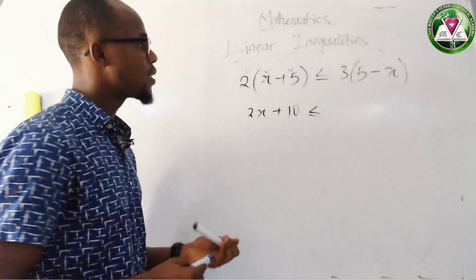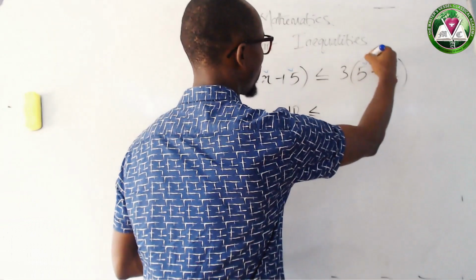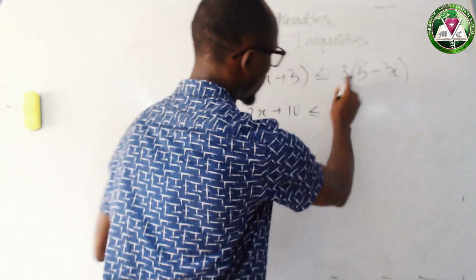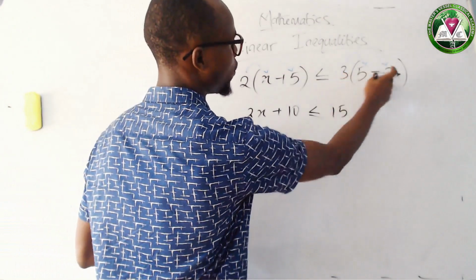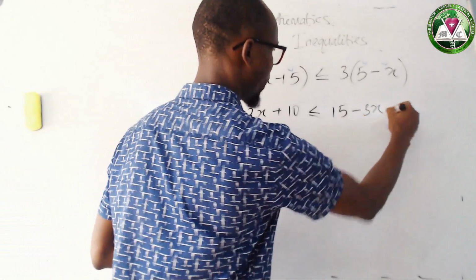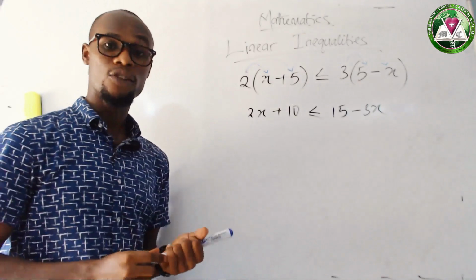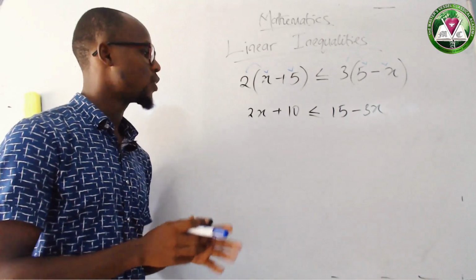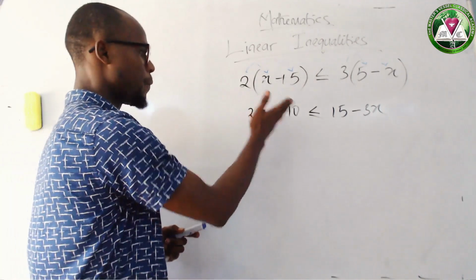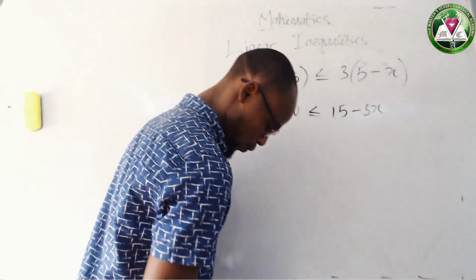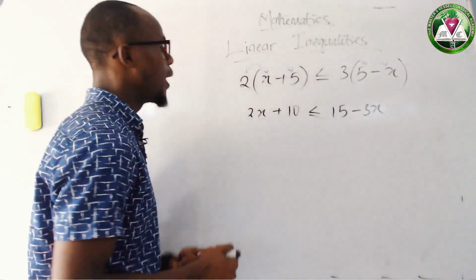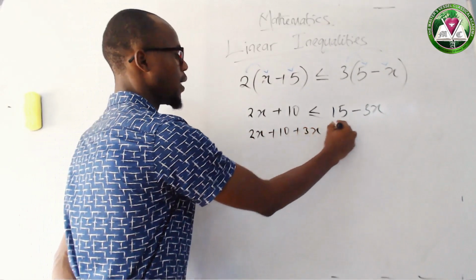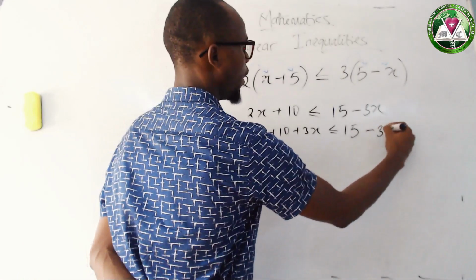Now, on the right hand side, we repeat the same process. We distribute 3 over 5 and negative x, so that we have 3 multiplying 5 to give us 15, and 3 multiplying negative x, we have negative 3x. So at this juncture, we have to collect like terms. We have to group similar terms together so that we can solve for x. So we can add positive 3x to both sides. Adding positive 3x to both sides, we have 2x plus 10 plus 3x less than or equal to 15 minus 3x plus 3x.